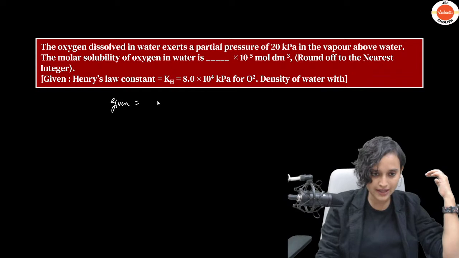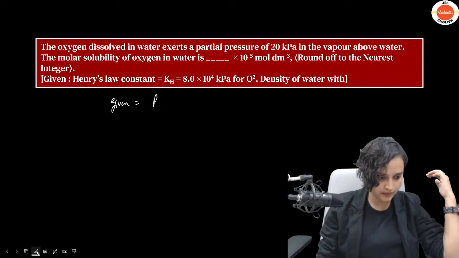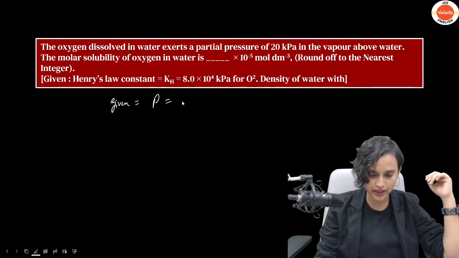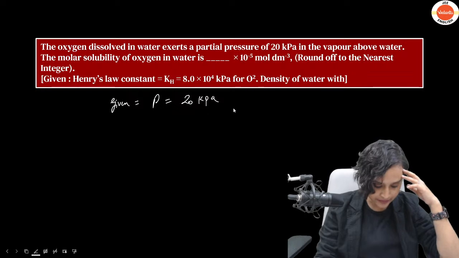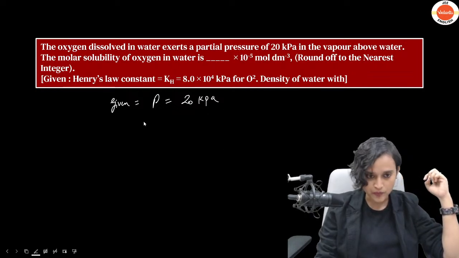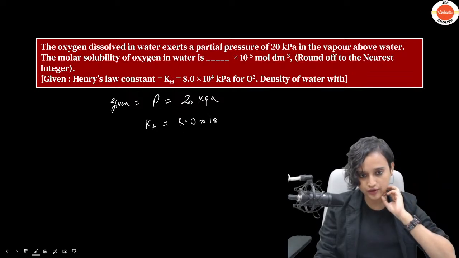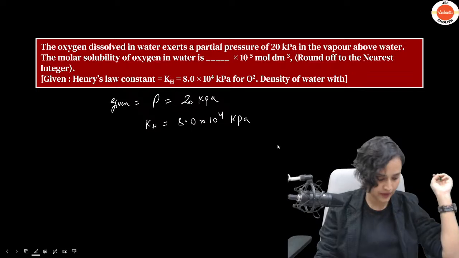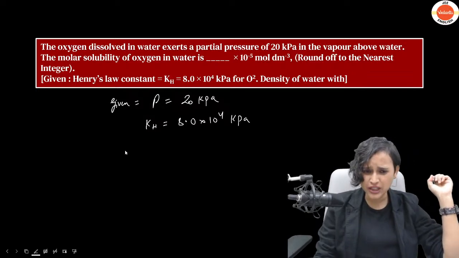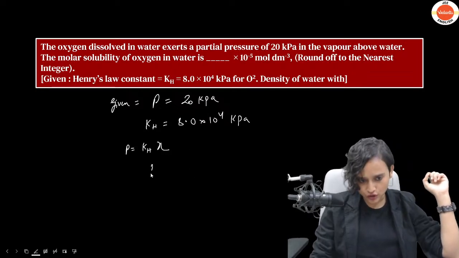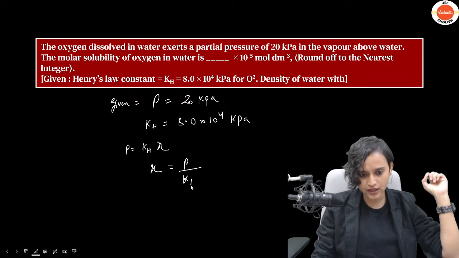Let's write it down. Given to us is that P is equal to partial pressure, right? P is equal to 20 kPa. Alright, everybody? And Henry's law constant is given to us, that is 8.0 into 10 to the power 4 kPa. Right? Now, what is the formula that we know? Formula we know is P is equal to KH chi. So, chi is equal to P by KH.